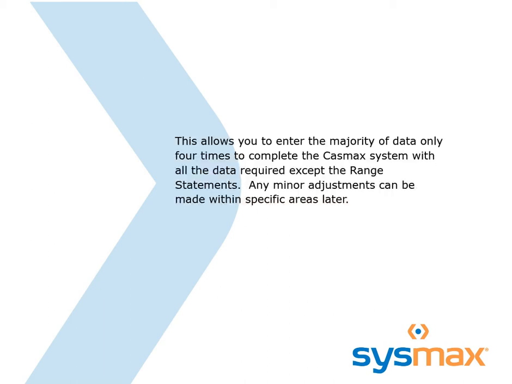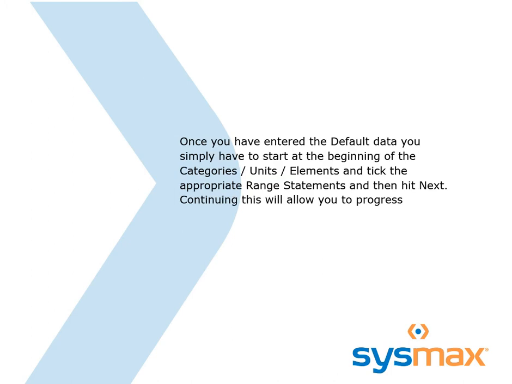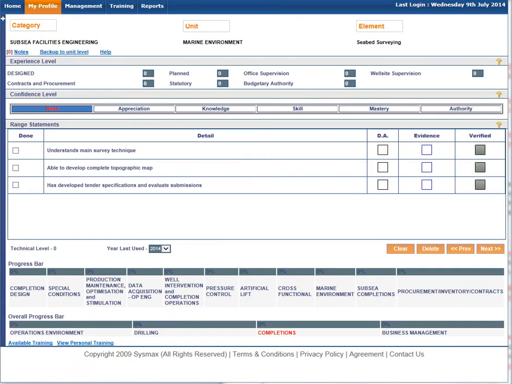This allows you to enter the majority of data only 4 times to complete the Casmax system with all the data required except the range statements. Any minor adjustments can be made within specific areas later. Once you have entered the default data, you simply have to start at the beginning of the category/units/elements and tick the appropriate range statements and then hit next. Continuing this will allow you to progress category, unit and element.